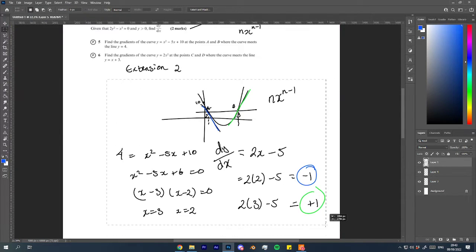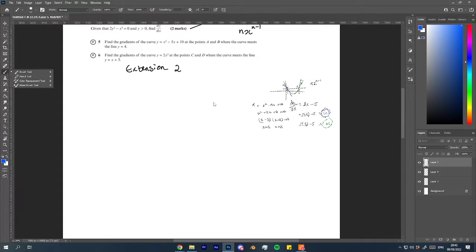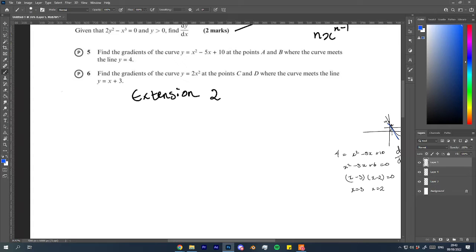Let's move it to the side. There we go. Okay. Alright. Let's start with this one. Question 6. I'm going to go through it slowly, so if you haven't finished yet, you can still get to finish. y equals x plus 3 and y equals 2x squared. Find the gradients of the curve 2x squared at the points C and D where the curve meets the line y equals x plus 3. Let's try drawing it first.